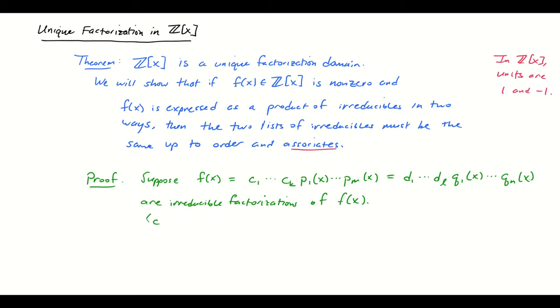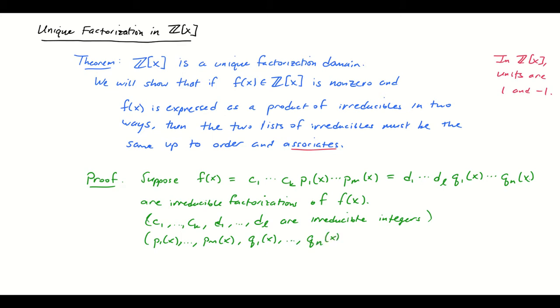So in other words, all of the c's through ck and all of the d's through dl are irreducible integers. They could be negative, but aside from that, you should think of them as being prime numbers, like 2, 3, -5, -11, whatever. Okay, so those are integers, and all the p's and q's, p1(x) and so on, are irreducible polynomials of degree greater than 0.